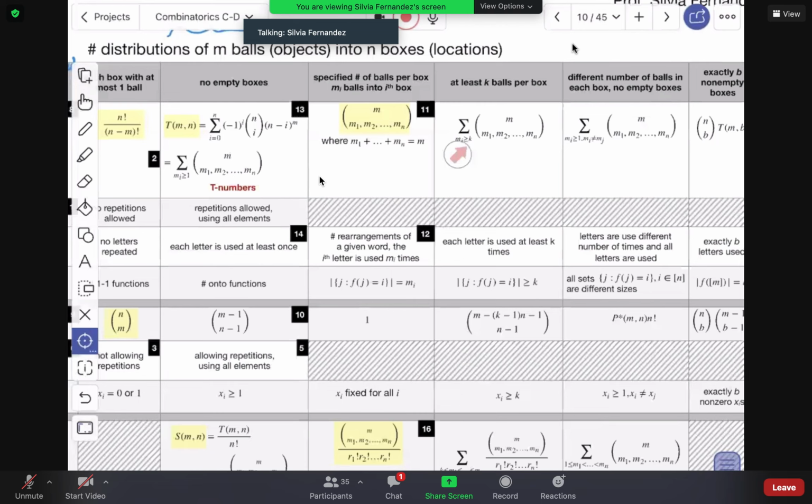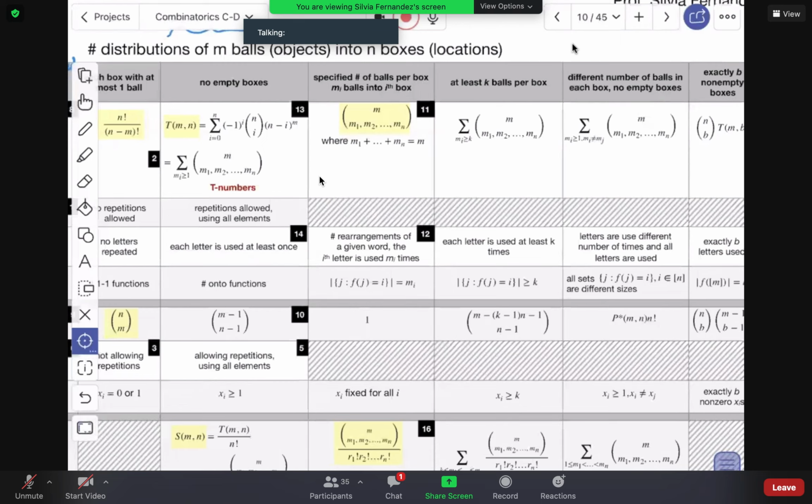Then you actually need to go with this formula for the t number, but you don't include all of the multinomials. You only include the ones where all your selections here on the bottom, the numbers on the bottom, are all different because you are asked to have a different number of balls in each box. So these are just variations that can be obtained from the definition of that number.